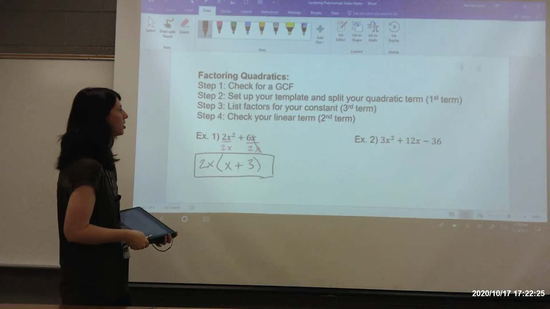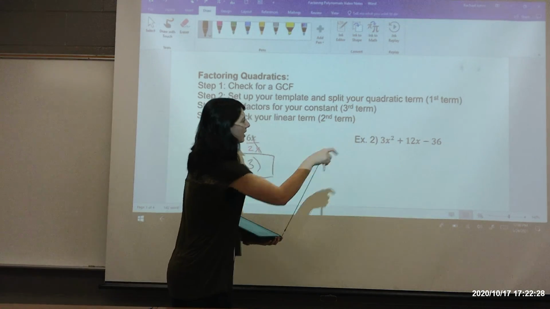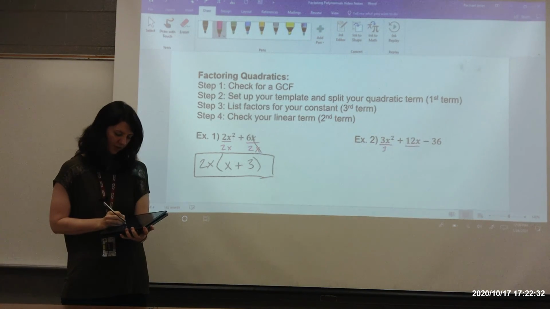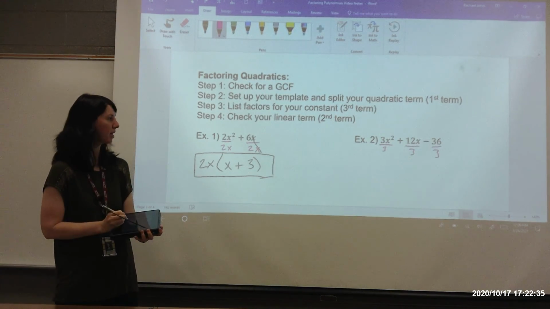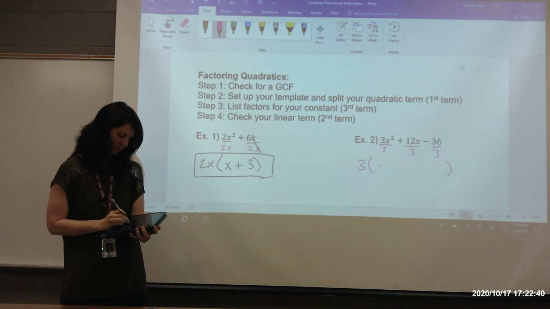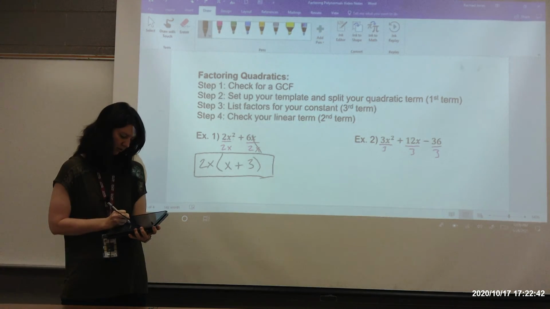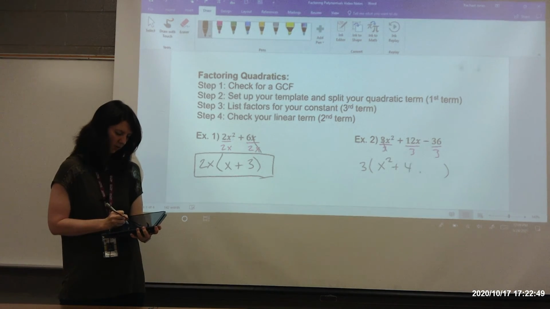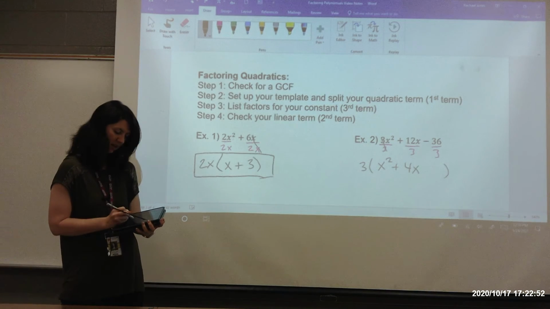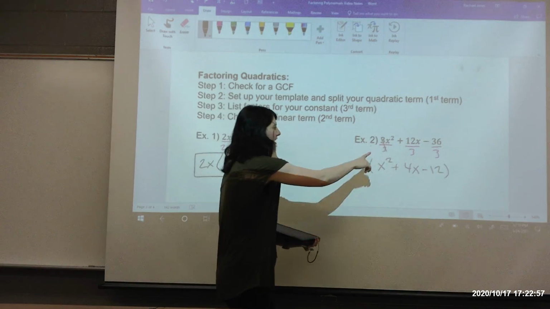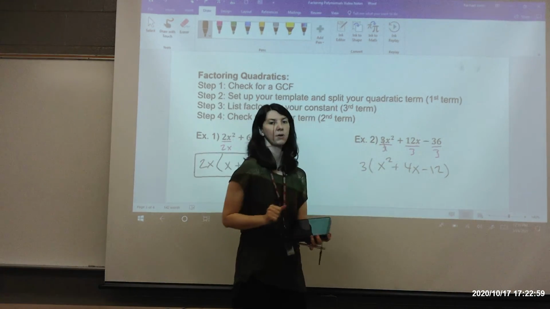Let's look at example 2. Do we have a GCF? I think we do. They're all divisible by 3. They don't all have an x, so we can't divide by x. So I'm going to put my GCF in front and do my division. Here we go. So that's going to, 3's cancel, give me x squared. 12 divided by 3 is 4x. And then negative 36 divided by 3 is negative 12. So I just divided out my GCF, okay, and got my new problem.